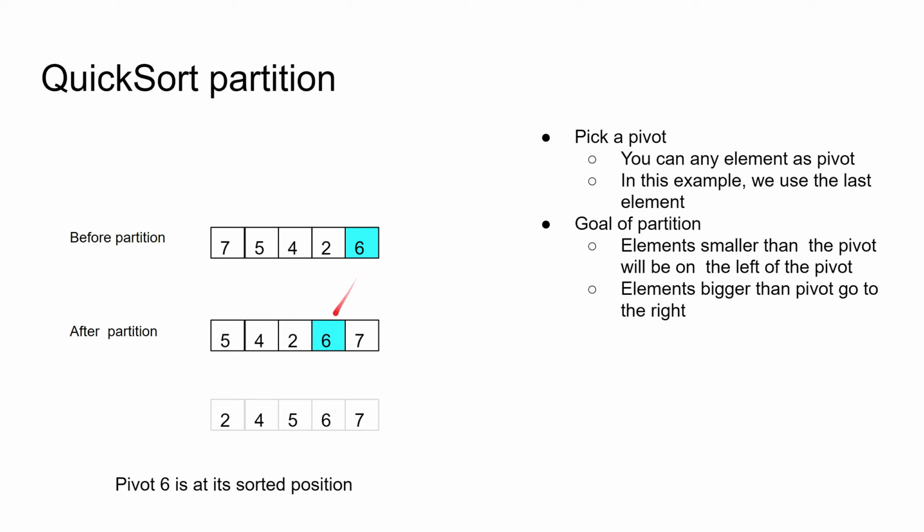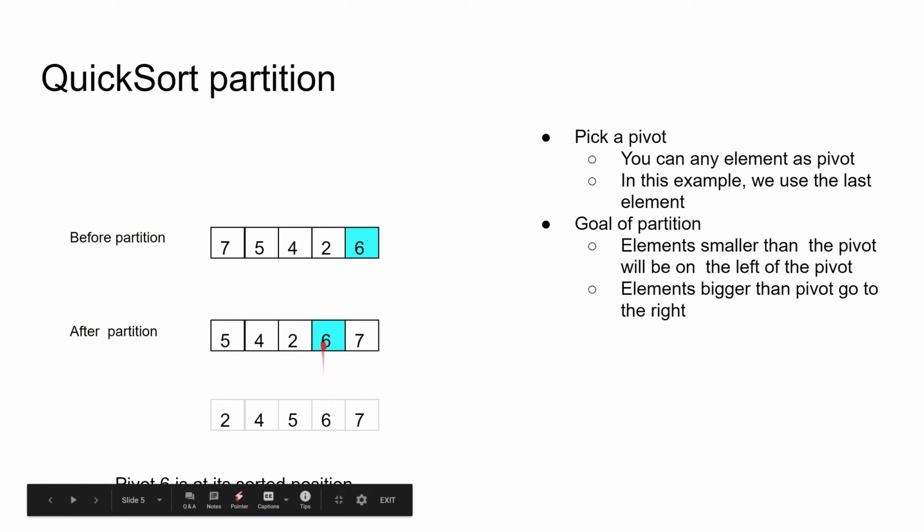So as you can see, 6 will be here. Everything smaller than it will be on the left. Everything bigger than it will be on the right. And if you look at a sorted array, 6 is still in the same spot because 6 has been sorted by partitioning.